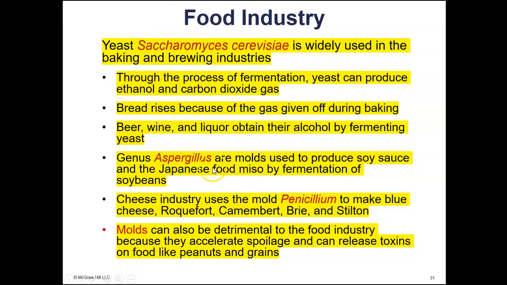There's another species, which is a mold. It's called Aspergillus, and it undergoes fermentation to produce soy sauce and miso, if you've ever had miso. Penicillium is used to make all different kinds of cheese, and it's also the source of penicillin, an antibiotic.